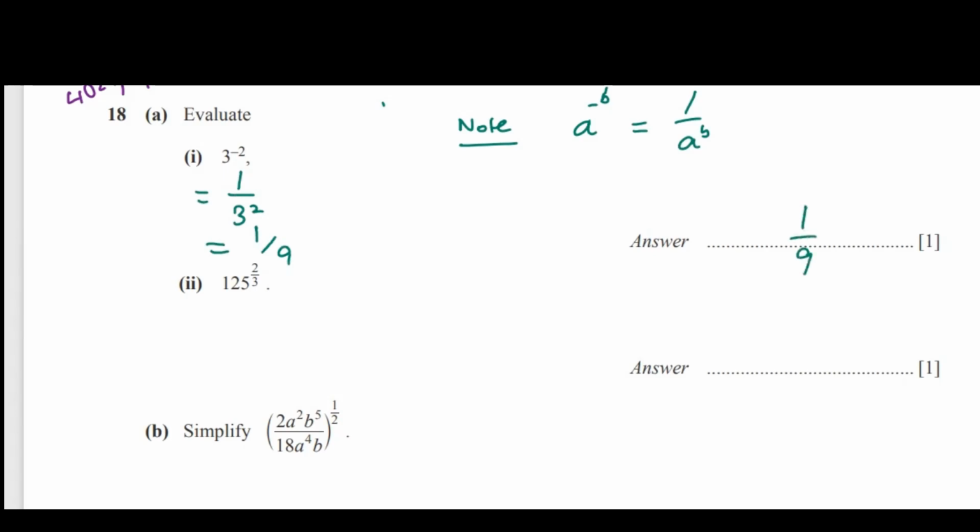Now question number 18, part 2: 125 raised to power 2 over 3. In this question, you should first know 125 in index form, which is 5 raised to power 3. And the second point you should know: if a raised to power b is raised to power c over d, it will be a raised to power b times c over d.